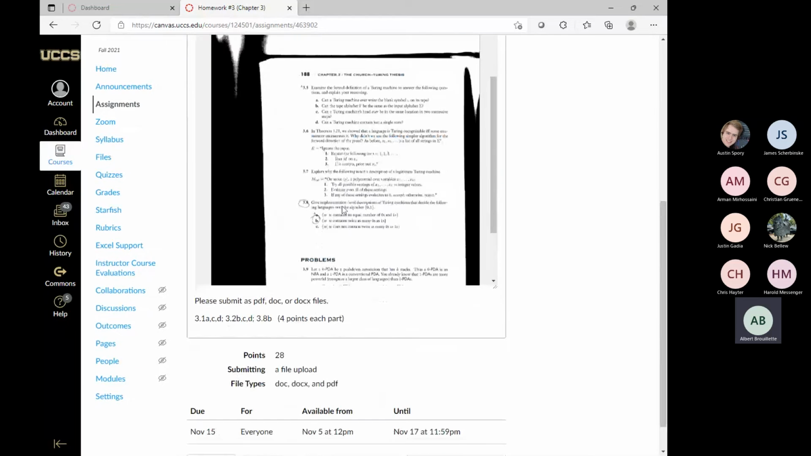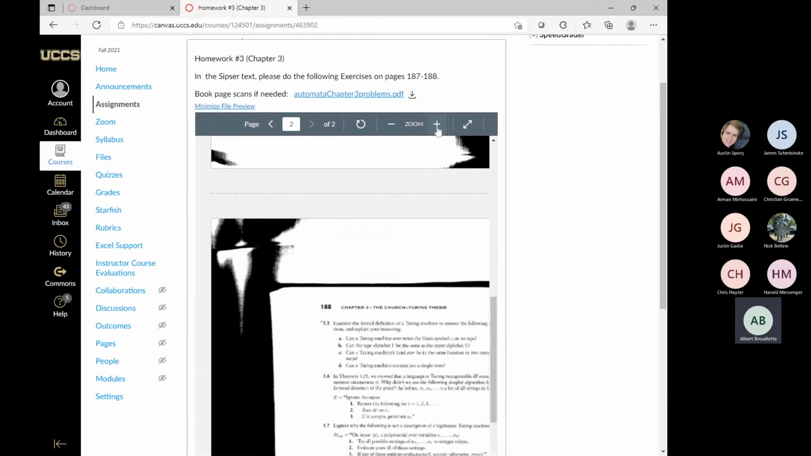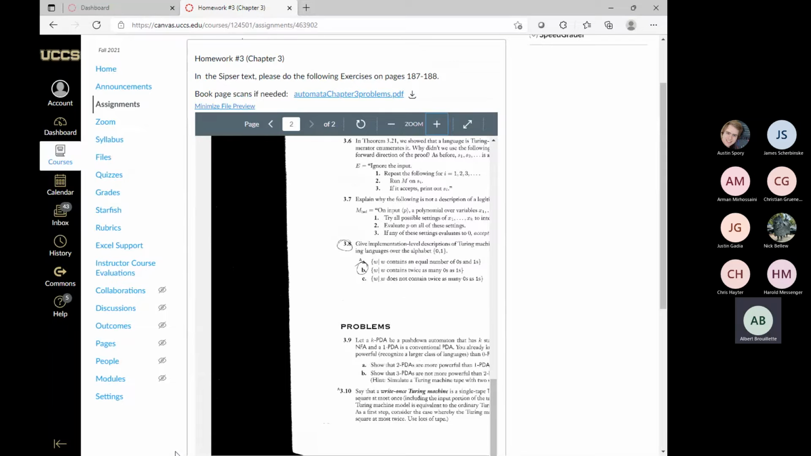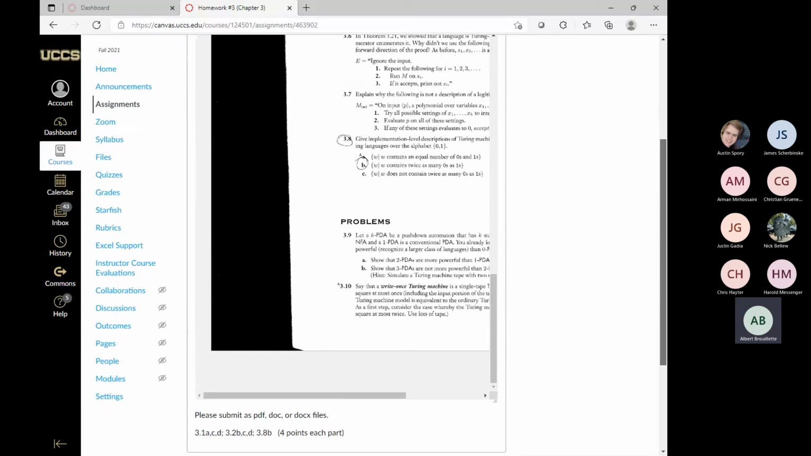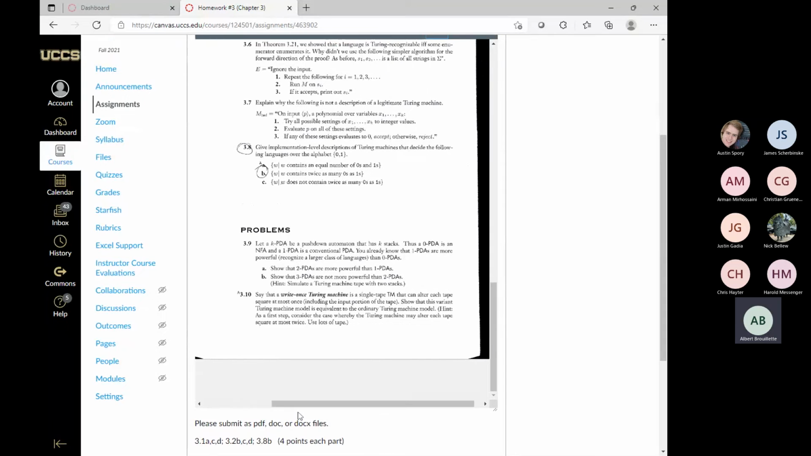Okay, so this one is 3.8b. It's an implementation level. Let's see, can I make it bigger? Yeah, there we go. W contains twice as many zeros as ones.